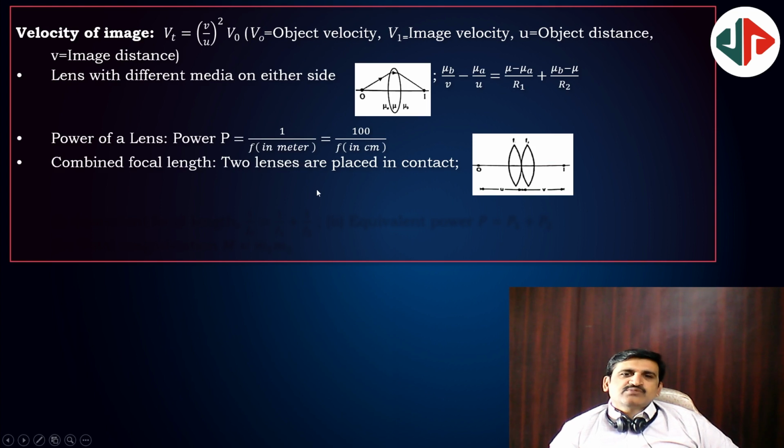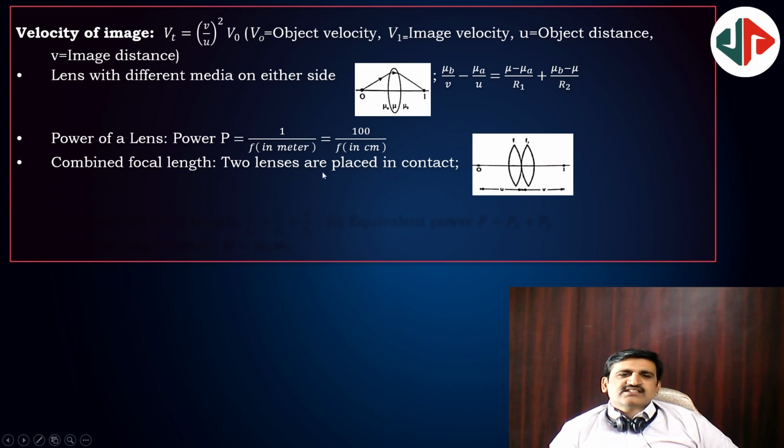And mu b by v minus mu a by u is equal to (mu minus mu a) by r1 plus (mu b minus mu) by r2, if different media are on either side of the lens. And the power of the lens is 1 by f in meters, 100 by f in centimeters.